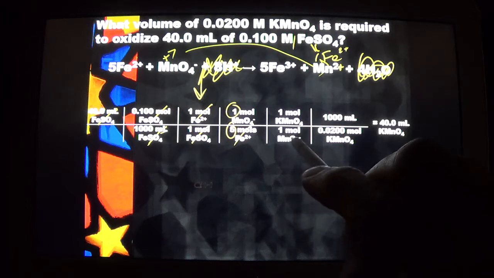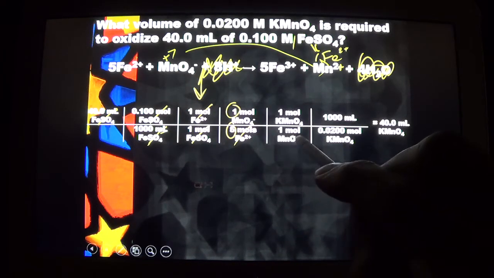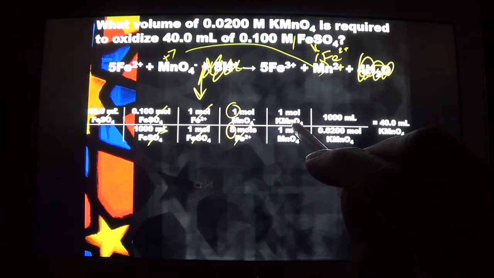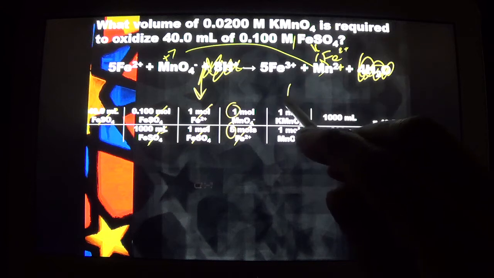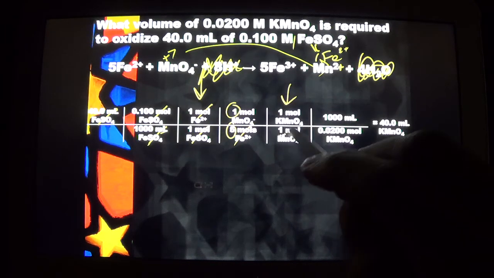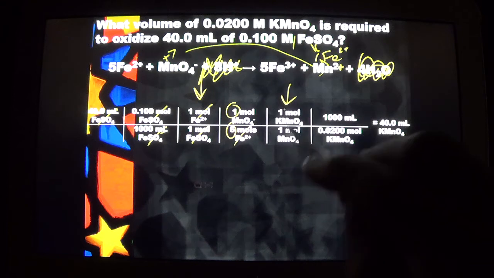Now here I do like doing this. I solve for 1 mole of permanganate ion, and 1 mole of permanganate ion would come from 1 mole of potassium permanganate. And again, I strongly recommend showing that step. Even though it's a 1-to-1 ratio, I would recommend showing it because the time that you don't, it's going to be a 1-to-2 ratio or a 3-to-2 ratio or 1-to-5.